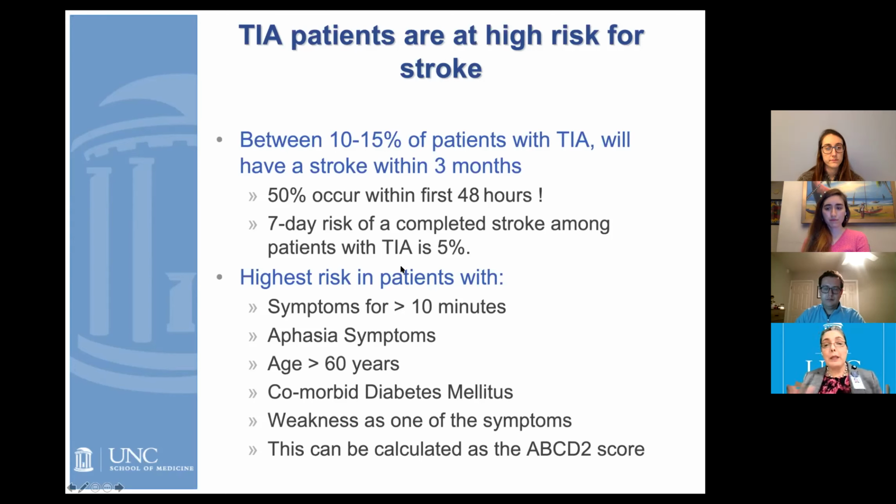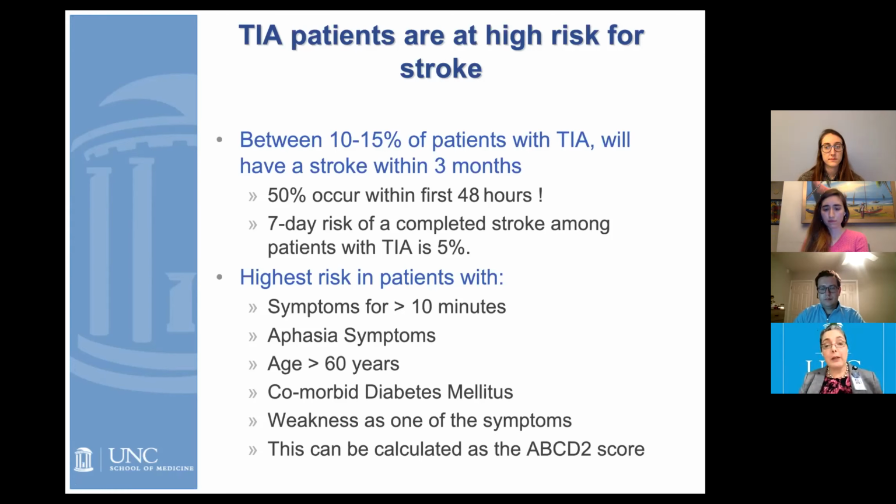And what we've been able to do is sort out what are the things about somebody that might put them at higher risk. And it turns out if your symptoms last longer than 10 minutes, if your symptoms include aphasia, which is difficulty with language, if you're older than 60, if you happen to also have diabetes, and if you have weakness as one of your symptoms.